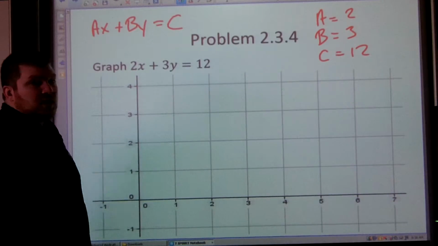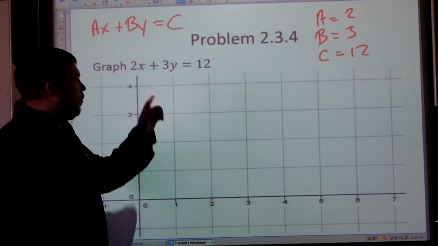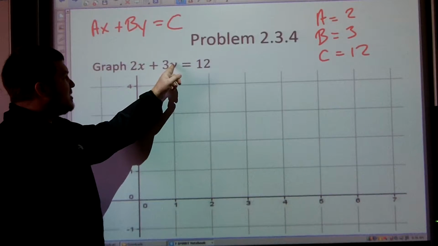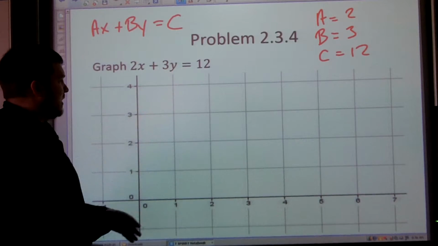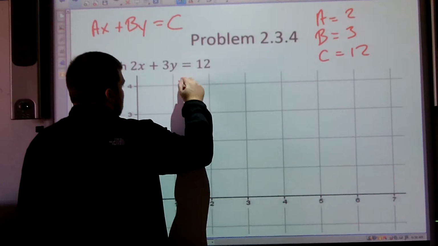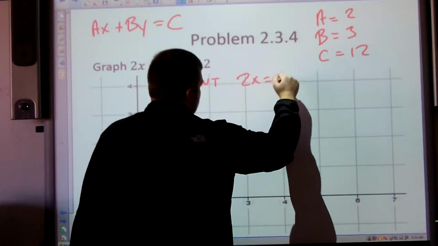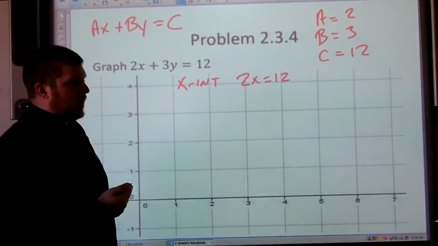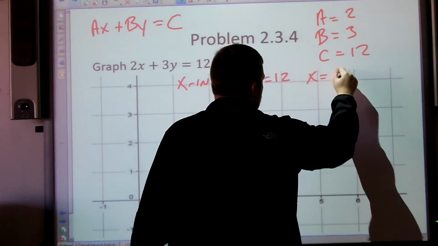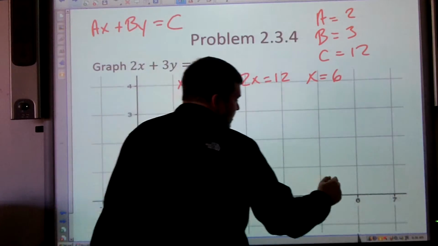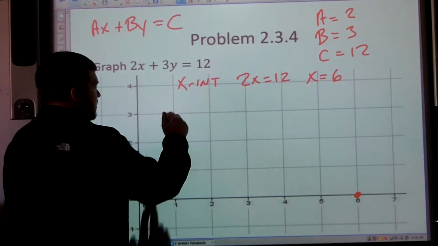So first things first, I'm going to find the x-intercept. Well, the x-intercept happens when y equals 0. So if y is 0, well, 3 times 0 is just 0, so this piece is going out. So I'm really solving 2x is equal to 12. Okay, well that just simply means x equals 6. So that's right here. That's my x-intercept.